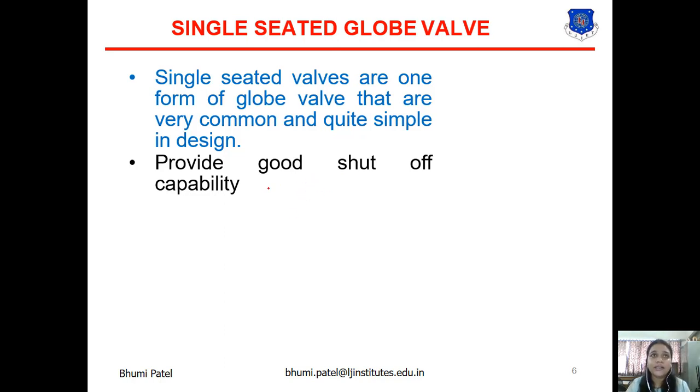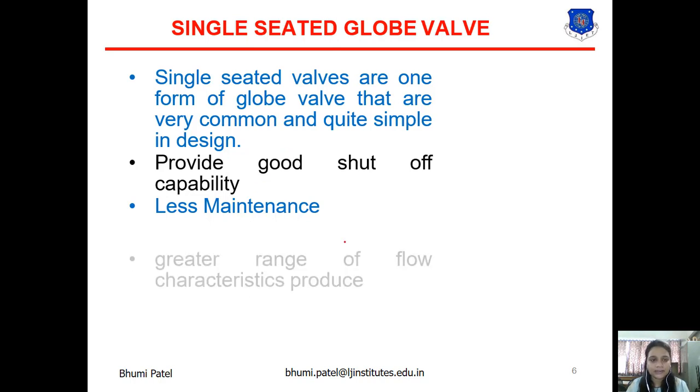So we can easily shut off the input or the output of the system whenever we connect the single seated globe valve. Now the maintenance of the single seated globe valve is less, because the design and construction of the single seated valve are simple, so the maintenance requirement is less.